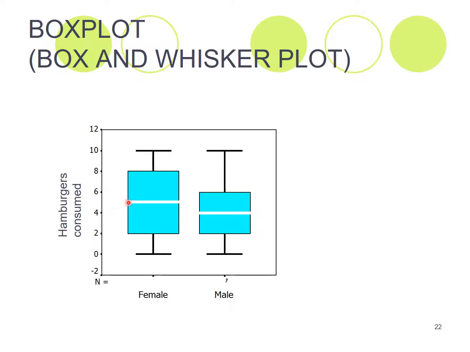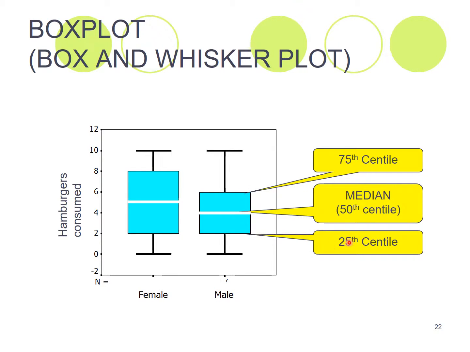Okay, so here is our chart here. Okay, we're looking at hamburgers consumed. Okay, we've got female and we've got male. Okay, and so the white line is showing you the median, or the 50th percentile. This is the 75th percentile, and here is the 25th. Okay, and here likewise for female, that's the 75th, and that was the 25th down here.